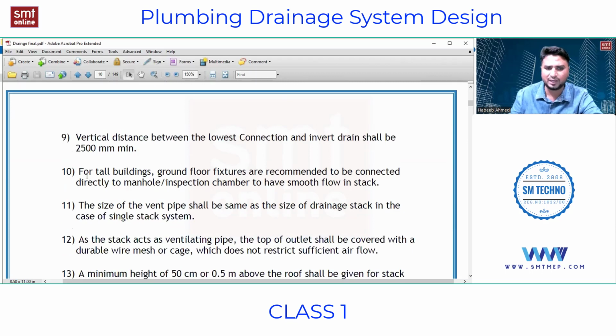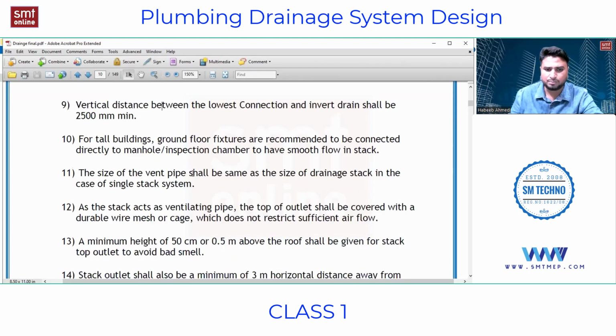For tall buildings, ground floor fixtures are recommended to connect directly to the manhole or the inspection chamber to have a smooth flow in the stack. The size of the vent pipe shall be same as the size of the drainage stack in the case of a single stack system. So the vent pipe and the stack size should be same. Even that stack is acting as a ventilation pipe, the same pipe should be extended as a vent pipe of the same diameter. That is what it is meaning.